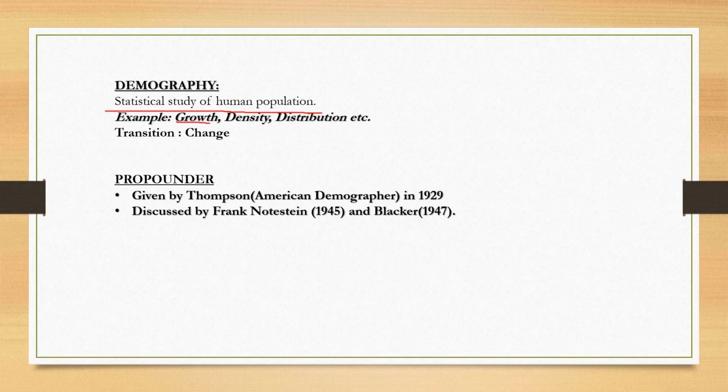So what are the characteristics or traits of population? Growth, density, distribution. Like population growth, population density, population distribution, sex ratio, everything, each and every formula regarding population actually belongs to which discipline? It is demography. Like geography is a discipline, history is a discipline, in the same way demography is also one discipline.